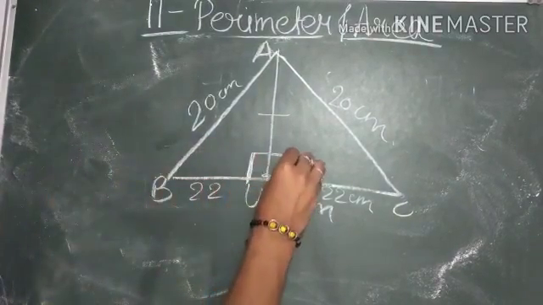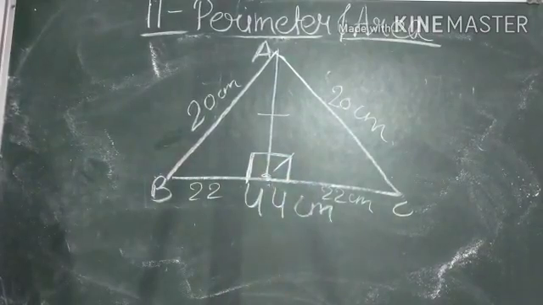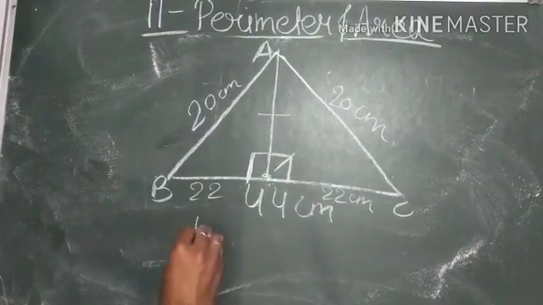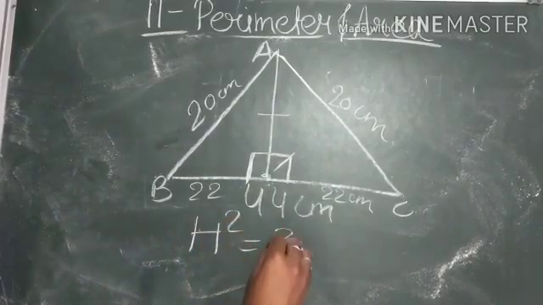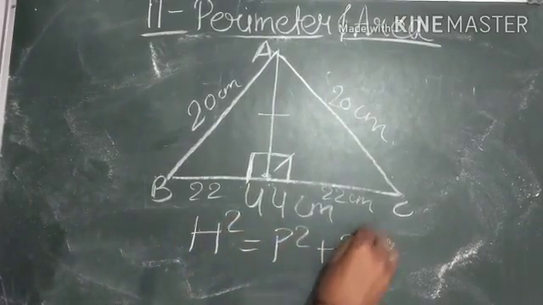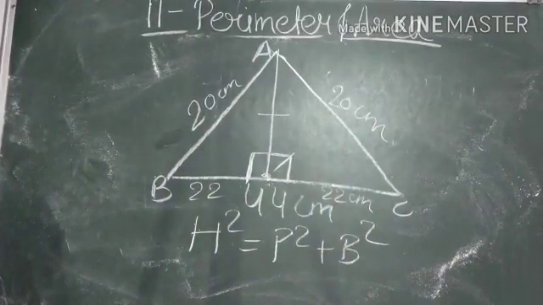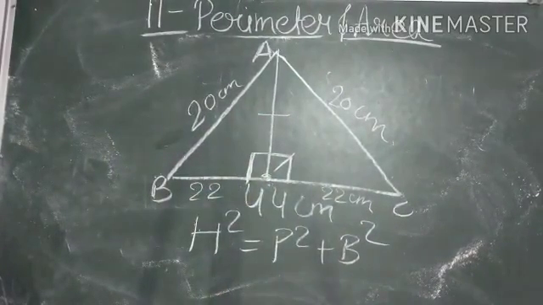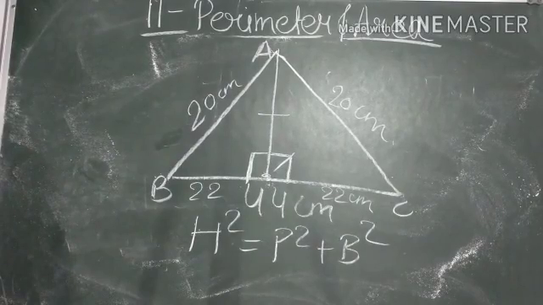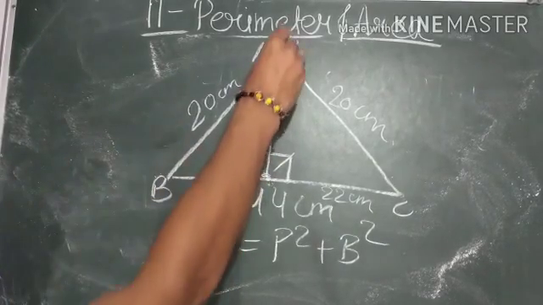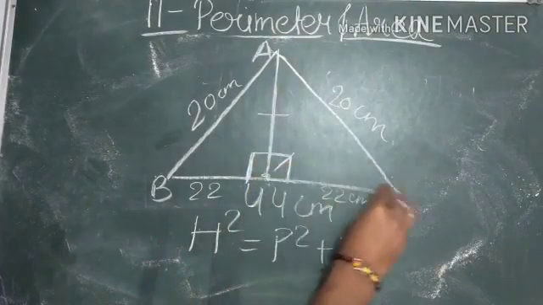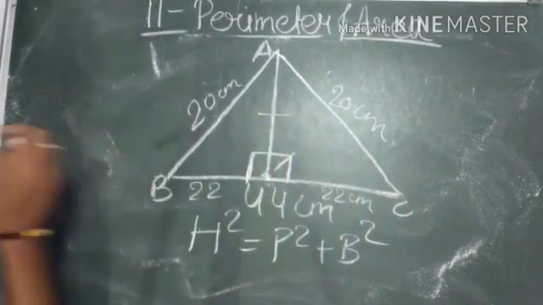So now, as per the Pythagoras theorem, your hypotenuse square is equal to perpendicular square plus base square. This is the formula of the Pythagoras theorem. According to it, we can find out this height. The Pythagoras theorem is applied only on a right angle triangle. As we have a right angle triangle over here, we can find out this height by the Pythagoras theorem.